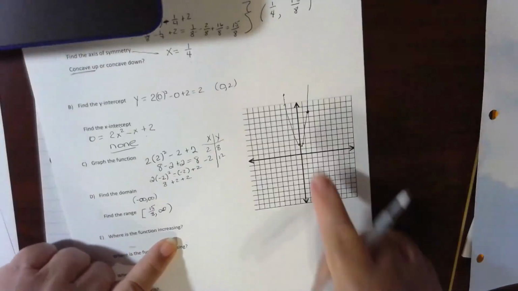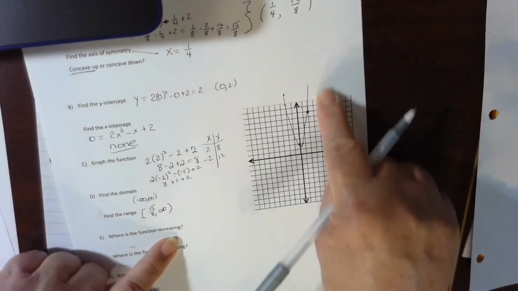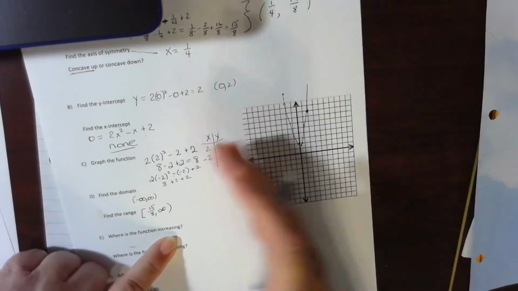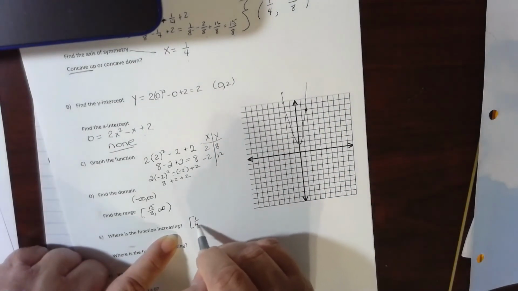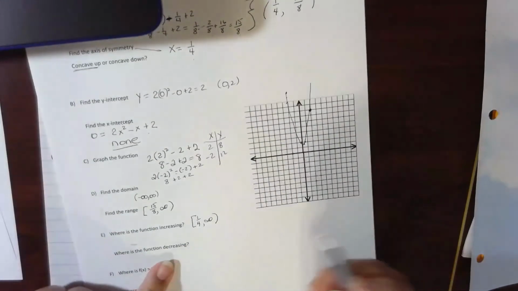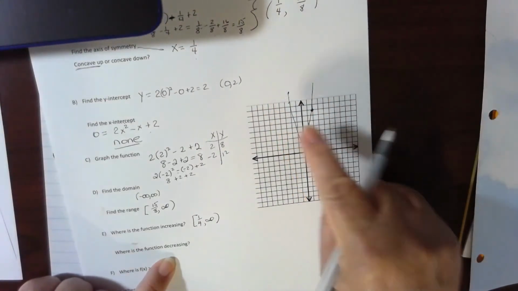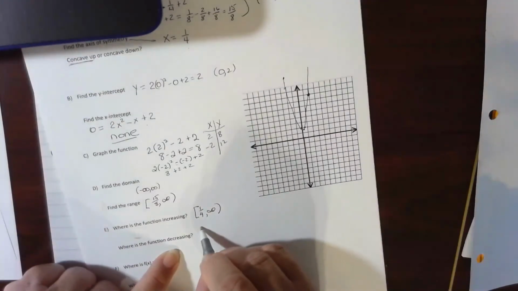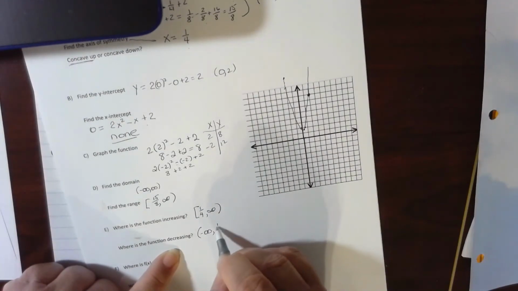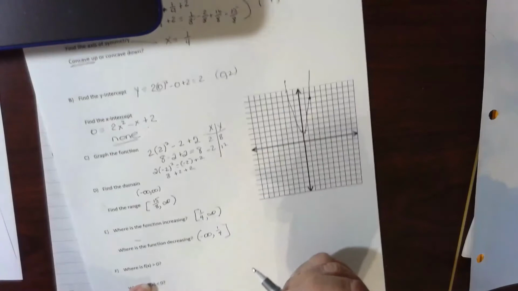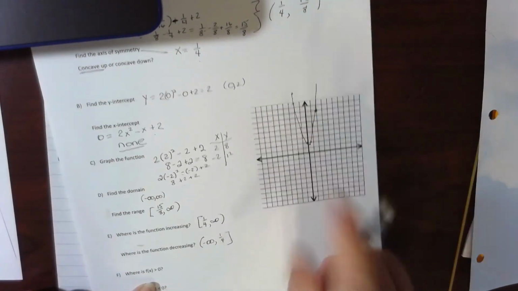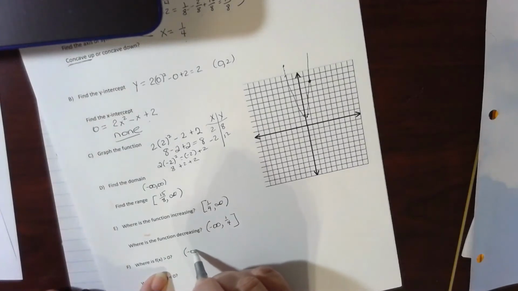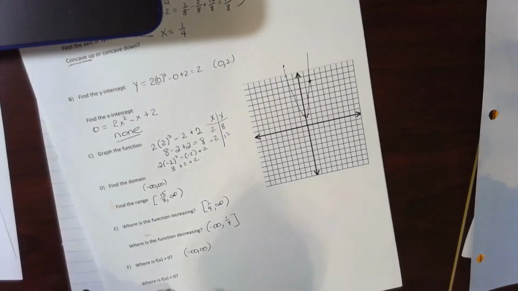Where is it increasing? This is my increasing part, and I do it as part of the x-axis. So that's from 1/4 to infinity. Where is it decreasing? I do the x-axis part, negative infinity to 1/4. Where is y positive? Well, all of these y values are positive, so that's everything. And where is it negative? Never.